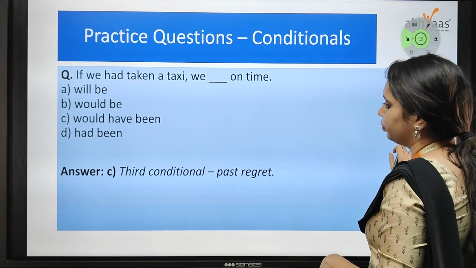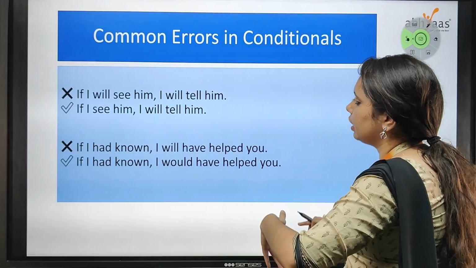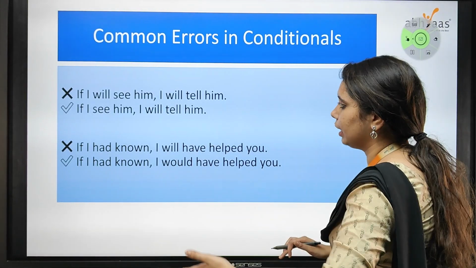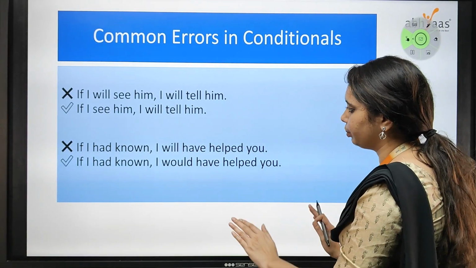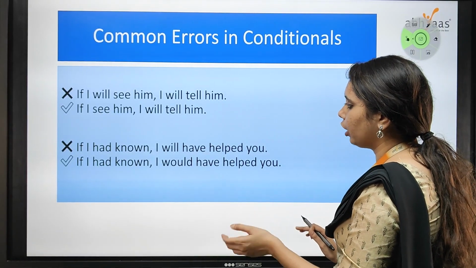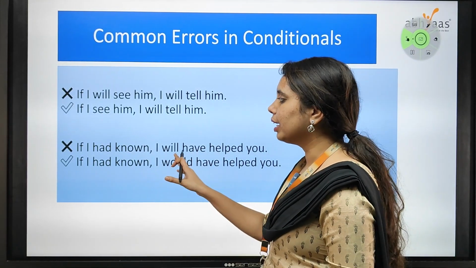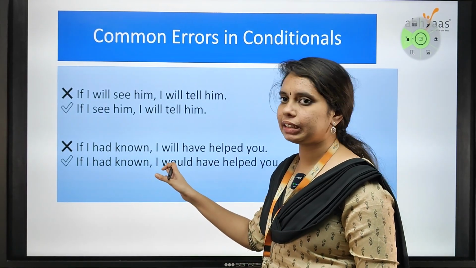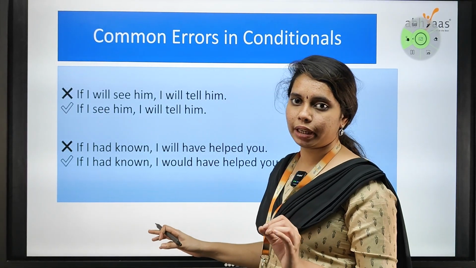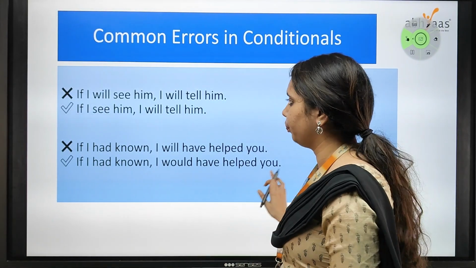Okay, it's a regret. Next, some common errors: "If I will see him, I will tell him," no. If I see him, I will tell him. This is the structure, and it has to be followed in this way. "If I had known, I will have helped." I would have helped, because there is no certainty in conditional clauses. You have to remember that. And will expresses certainty. So there should not be any certainty as per the structure. So we will go with I would have helped you.